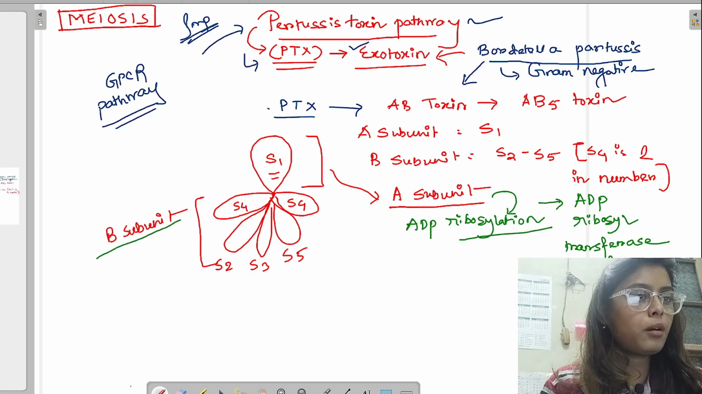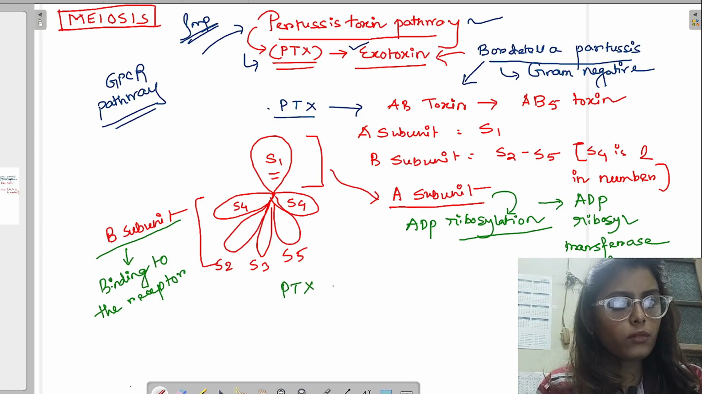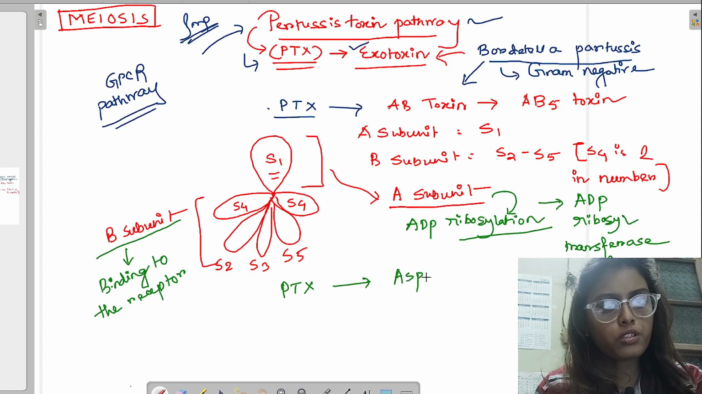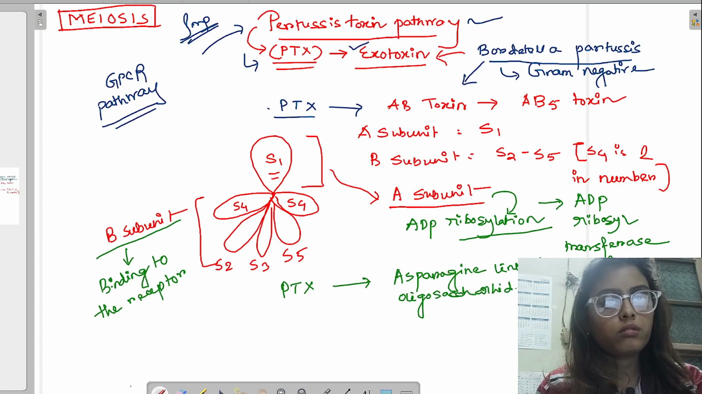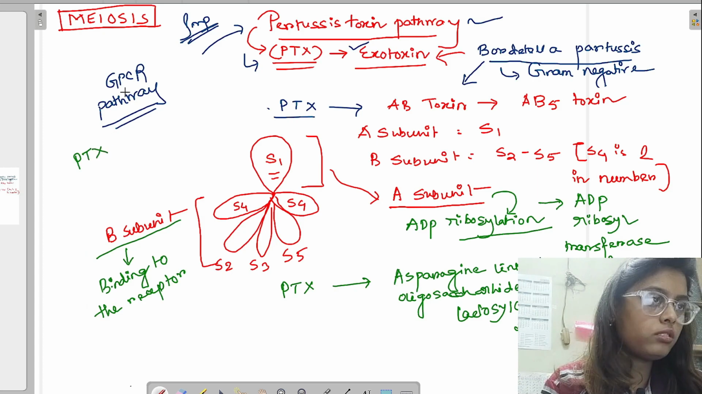Okay, but the B subunit helps in the binding to the receptor, and the PTX will bind to the asparagine-linked oligosaccharide and lactosyl ceramide sequence, right?